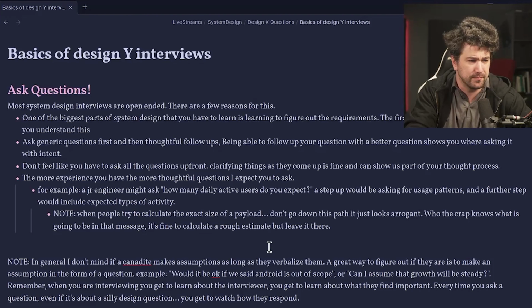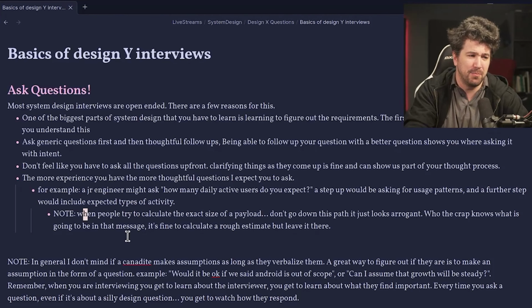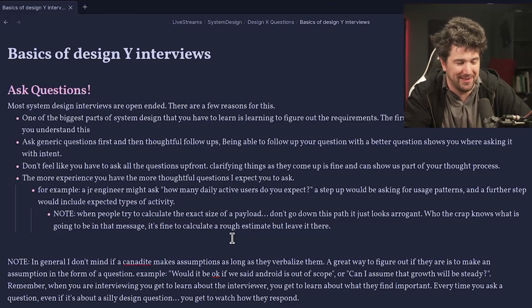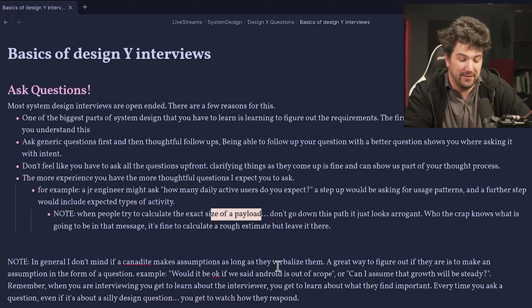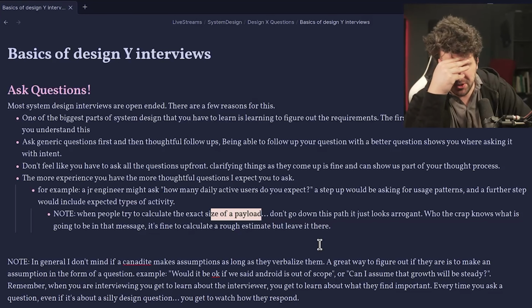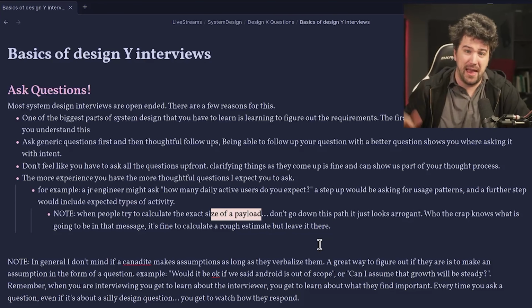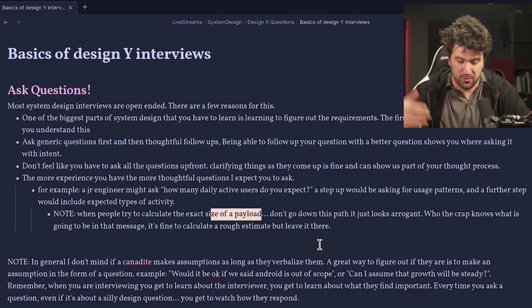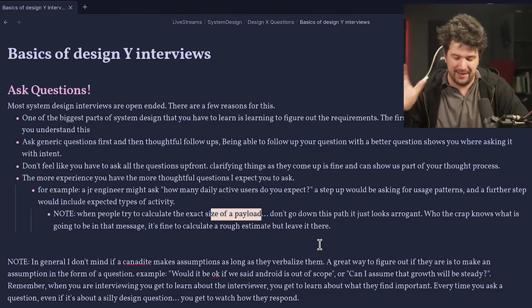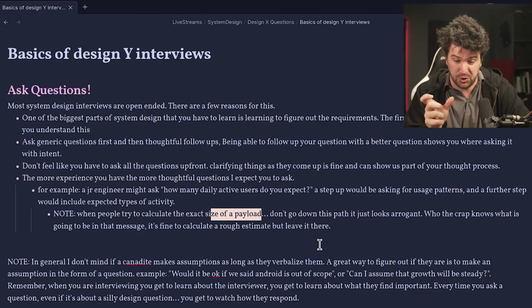So yeah, I also put this note in here. Please don't try to calculate the exact size of a payload. I had somebody spend 20 minutes trying to calculate the exact size of a payload. And it was like, dude, you make an estimate. That's fine. You say, hey, we can estimate that, let's say we upload pictures and this is an Instagram-like app. We're going to cap it at 5 megabytes per picture, or 1 megabyte, or whatever it is. And that's going to be the cap. And we're going to compress the images to that, period.